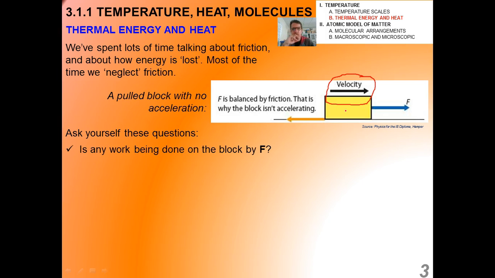Number one, is there any work being done on the block by this force F? Well, of course there is, because there's a force being applied through a distance. And remember, the work-energy theorem tells us that if there's work done on something, then that something is going to acquire energy, which will in turn enable it to apply a force or do work on something else, okay? So therefore, is energy being transferred to the block? Absolutely. Energy is being transferred to the block by this force. And I'm ignoring the frictional force right now. I'm just talking about this force, capital F, this blue vector pointing to the right, okay?